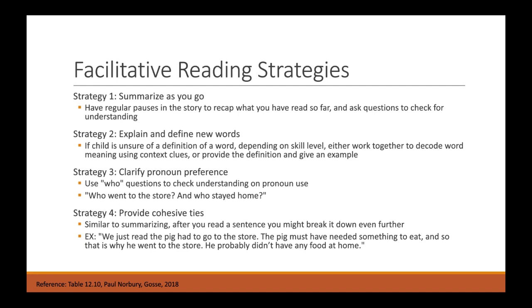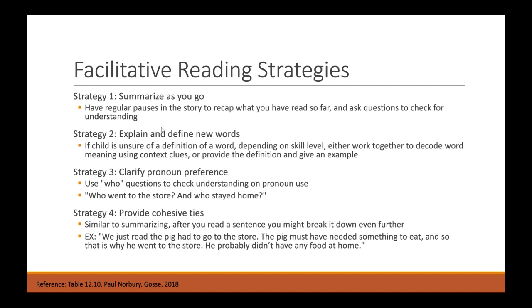So strategy 1 is summarize as you go. This might seem a little intuitive, but as you're reading together with your client, have regular pauses in the story so that you can recap what you have read so far and ask questions to check for understanding to make sure that they're aware of the sequence of events that's happening. And this is where you can pause and check if you're working on goals for them to identify story grammar elements. You can pause after the first couple pages and ask a question such as, who is our main character? Or who is the star of our story?